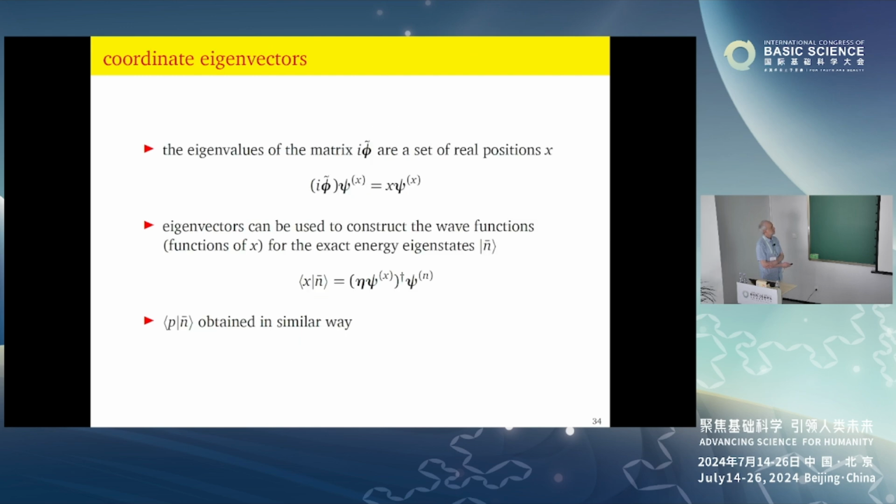Consider constructing both the eigenvectors and the eigenvalues from this equation using this matrix. The eigenvalues are the set of real positions, guaranteed to be real now, and the eigenvectors I'll label with the column vector with the superscript x. With these eigenvectors, we can now construct wave functions for any state we want, but let's look at the exact energy eigenstates. The wave function is just the inner product between these coordinate eigenvectors and the energy eigenvectors. That will be a function of x. The momentum wave functions can be obtained in a similar way.